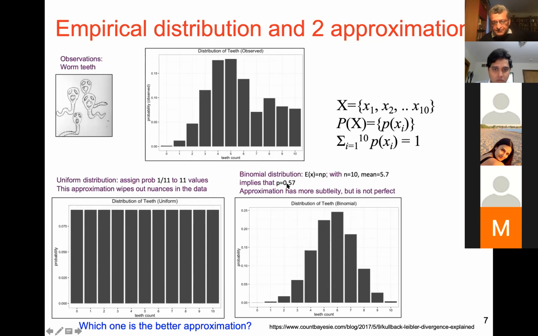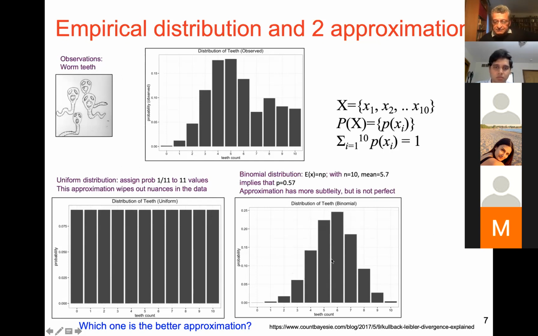So we're using the mean over here, 5.7, which implies that p is equal to 0.57. Anyway, this requires a parameter called p. This approximation has more subtlety, but is not perfect. The uniform is a very rough distribution. Everything is equal. So what about if we assume a Gaussian shape like this and say, okay, is this better than this? That is the question.